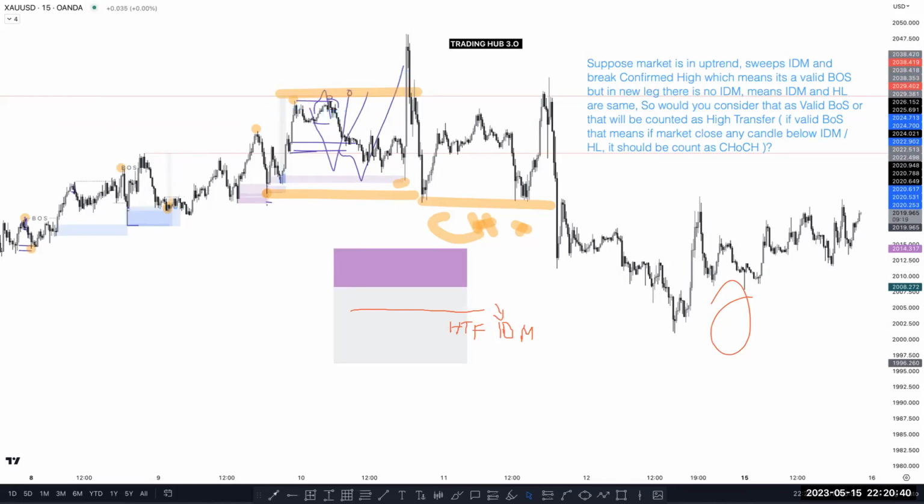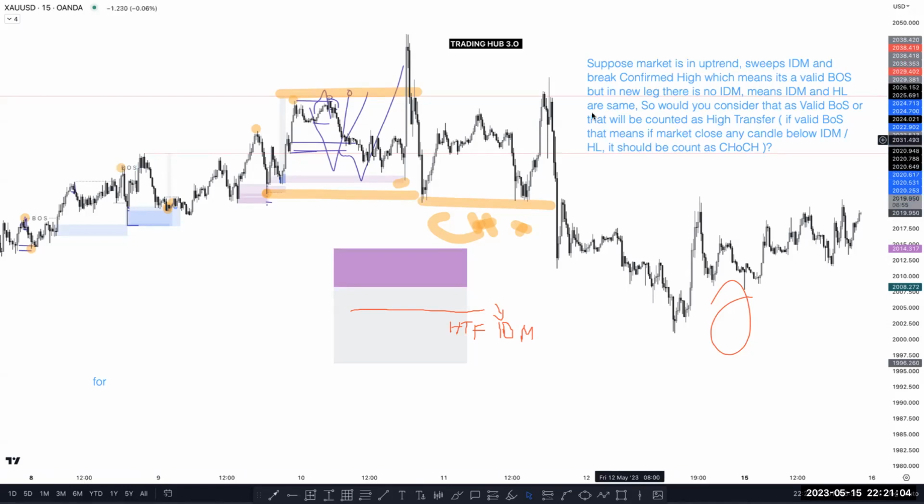Support market is in a print sweep, inducement and break confirm high. Okay, which means it's a valid break of structure. Okay, but in the neo leg there is no inducement, meaning IDM and higher low are the same. Exactly. So would you consider a valid pause, or that will be a higher high transfer valid.